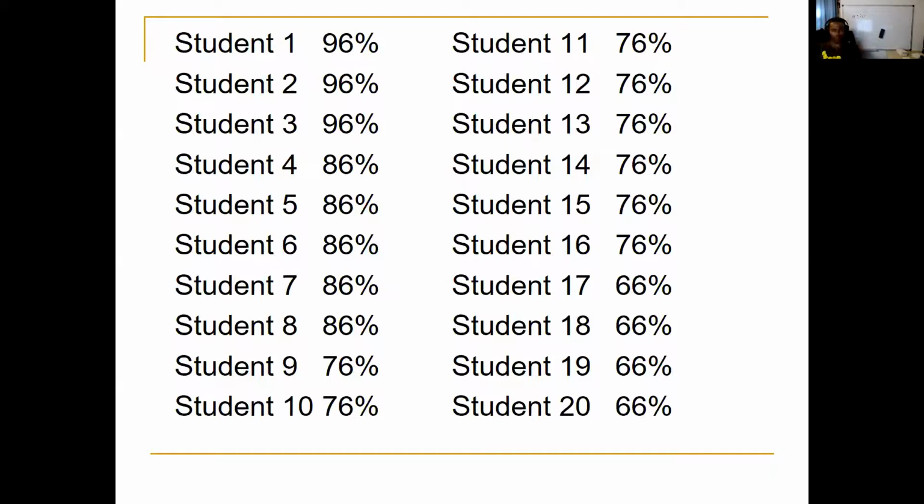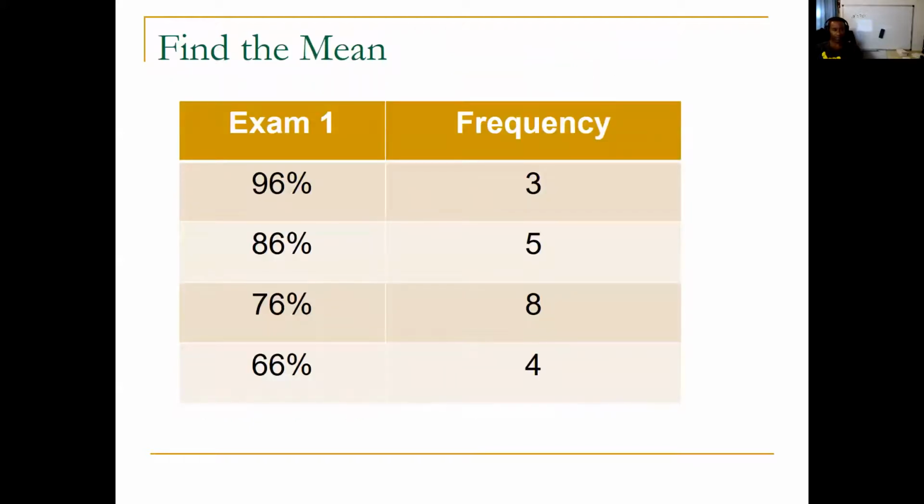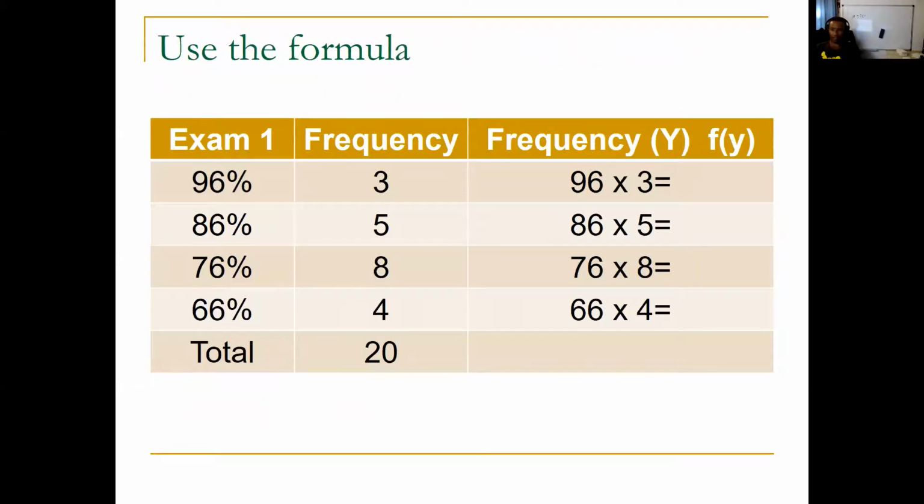The actual way to do this is to take 96 and multiply it by 3. So you give each score its proper weight. When you take 96 and multiply it by 3, you're going to get 288. So 96 times 3, which is the raw score multiplied by its frequency, gives you 288. Okay. The next one, you're going to take 86, and then you're going to multiply it by 5.